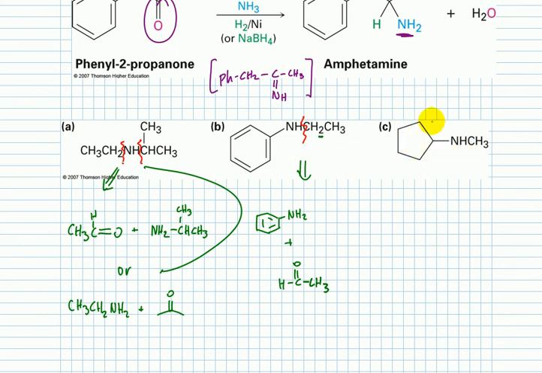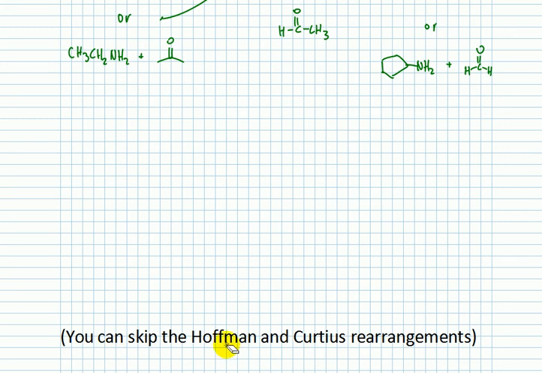Yep, 5 carbons. So this one we can break on either side of the N retrosynthetically. 2 options. Let's do this one over here, the cyclopentanone plus methylamine. Or the other way, cyclopentylamine plus formaldehyde, a 1-carbon carbonyl compound. Okay? So for practice, show how each of these makes an imine, which is then reduced to make these compounds by reductive amination. By the way, you can skip the Hofmann rearrangement and the Curtius rearrangement. They're actually very important reactions, used quite a bit, but they're complicated mechanisms that we don't have time to learn at this point in the semester.